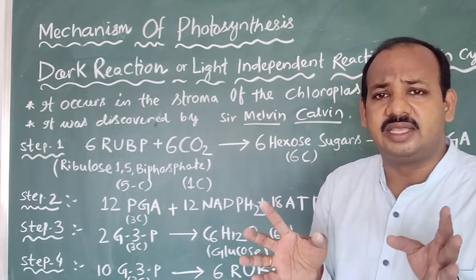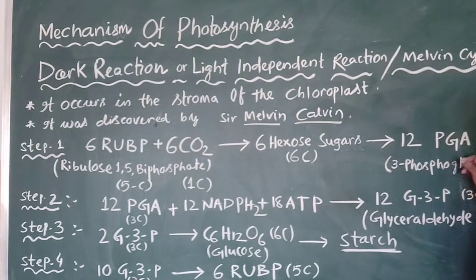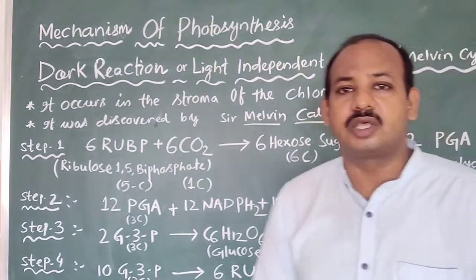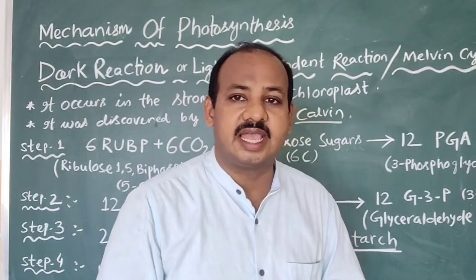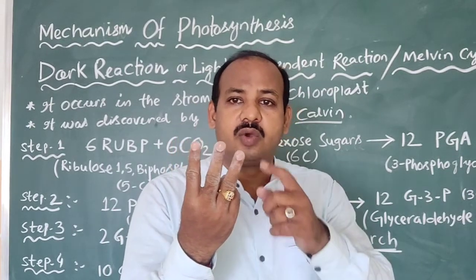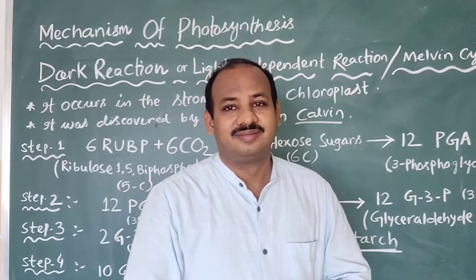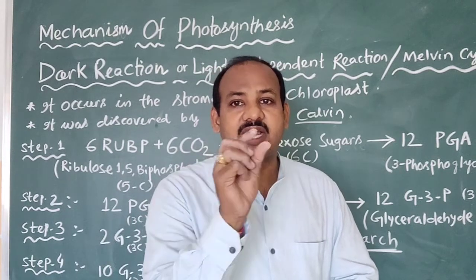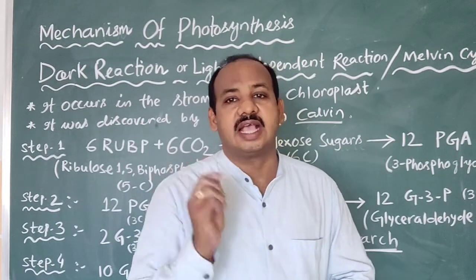So immediately it dissociates into 12 molecules of PGA. PGA means phosphoglyceric acid. And already you know, in the 3 carbon compound, what is the terminal carbon? The 3rd carbon is the terminal carbon. So that's why phosphate is attached to the 3rd carbon. That's why it is called 3-phosphoglyceric acid.